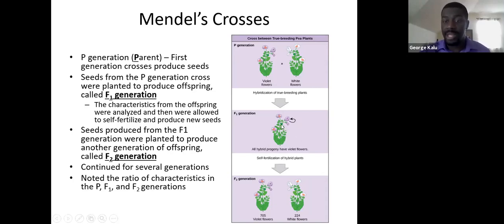So they would take the pollen, add it to its own stigma, and allow it to fertilize with itself. Once it fertilizes with itself, it's going to form some more seeds, you take those seeds and plant them, and the plants that sprout up from those seeds end up becoming the F2 generation. So these would become the offspring of the F1 generation. He would do this for several generations, but the ones that were key were the P generation, the F1 generation, and the F2 generation. Those were the key for what Mendel was actually studying here.